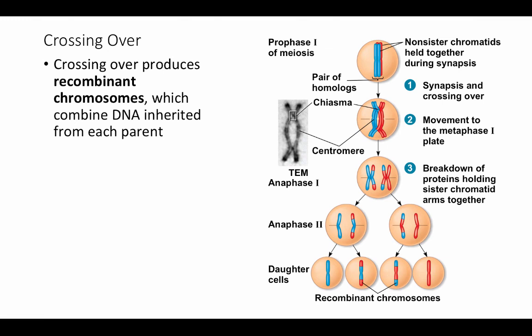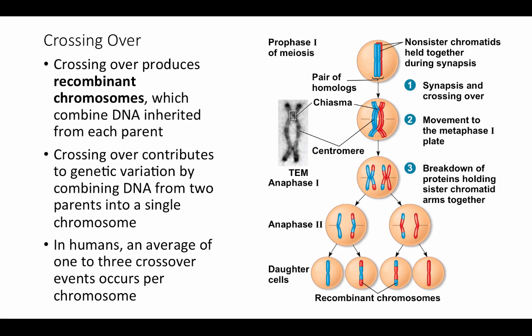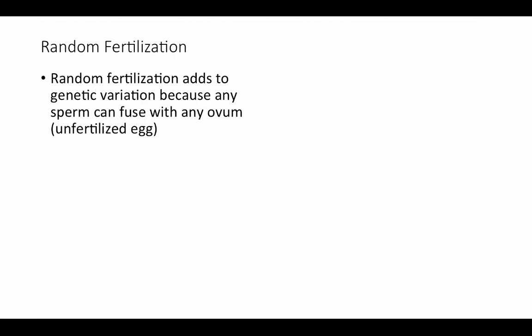So the crossing over produces recombinant chromosomes, which combine DNA inherited from each parent. And this crossing over contributes to that genetic variation by combining DNA from 2 parents into a single chromosome. This can happen any number of times in any location along the chromosome, and in humans happens an average of 1 to 3 crossover events per chromosome per gamete. So again, this is another huge source of variation.